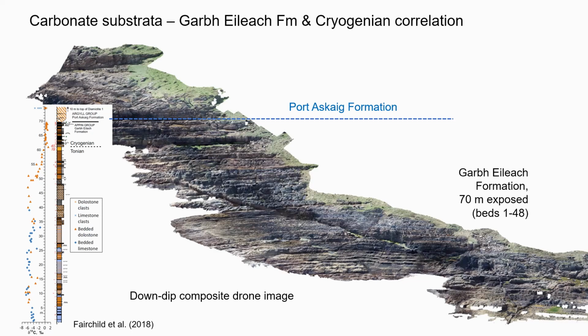You are looking at a composite drone image of the coastal rock platform of the main island, Garvellach, looking down the dip of 70 metres of carbonate beds that are overlain by the Cryogenian Port Askaig Formation. The blue dashed line is a lithostratigraphic boundary reflecting the local deposition of sediment, and which in this case lies within a transitional change from a non-glacial to a glacial regime. For intercontinental correlation, we need a chronostratigraphic boundary. And in 2018, we proposed that a level within the carbonates corresponding to that purple dashed line be defined as the base of the Cryogenian.